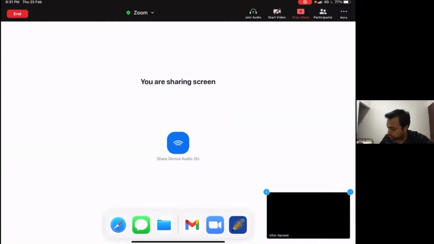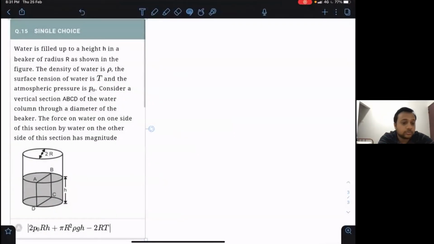Let me share my screen with you. Okay, so you should see the screen sharing within like 2 or 3 seconds now. Okay, so the question is right there in front of you.